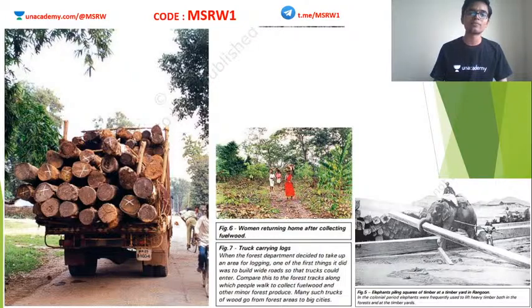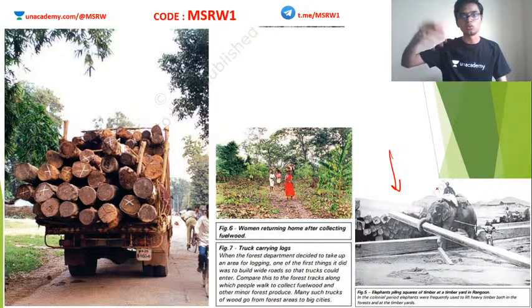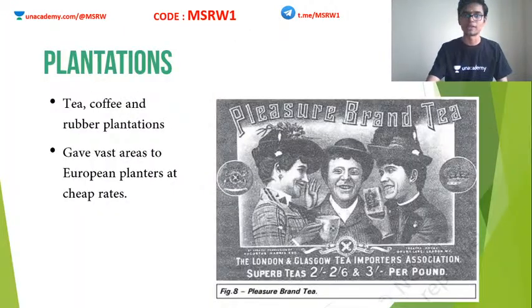You can see some figures here showing big logs taken away from forests for industrial purposes. You can see wild animals like elephants being used for taking wood from one place to another. These kinds of activities were carried out in large numbers during this period.